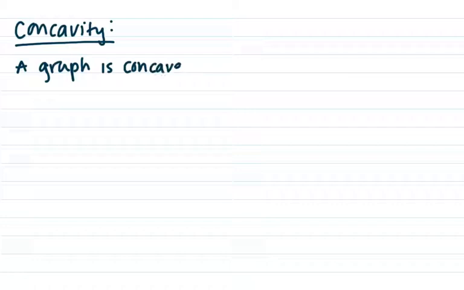In this video, we're going to cover the topics of concavity and the second derivative test. We're going to start with concavity first by defining it, and we're going to break it into two parts. So the first part says a graph is concave up when f prime of x is increasing.